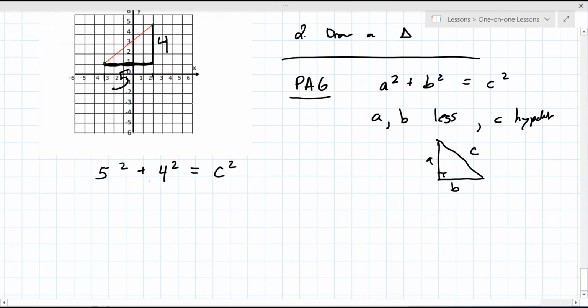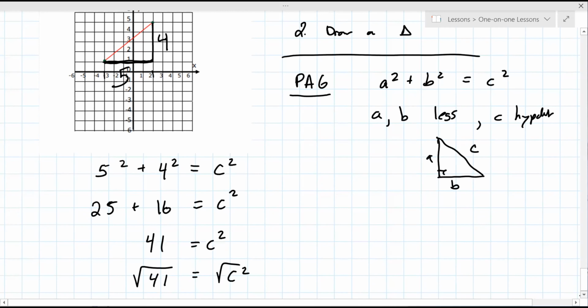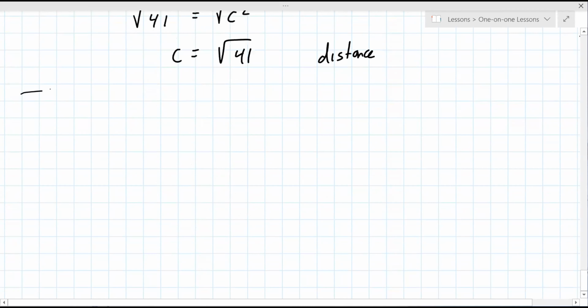What is 5 squared and what is 4 squared? 5 squared is 25. 4 squared is 16. Okay. And when you add them together, you get 41 equals c squared. You have to take a square root of both sides. So c equals the square root of 41. And this is the distance. Is that okay? Is that clear?